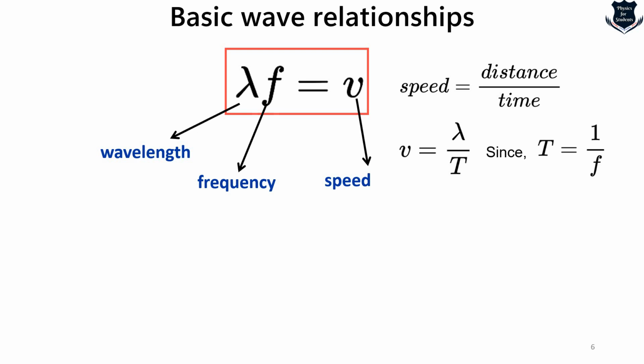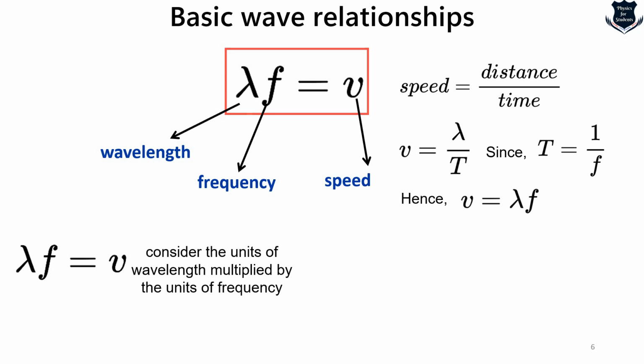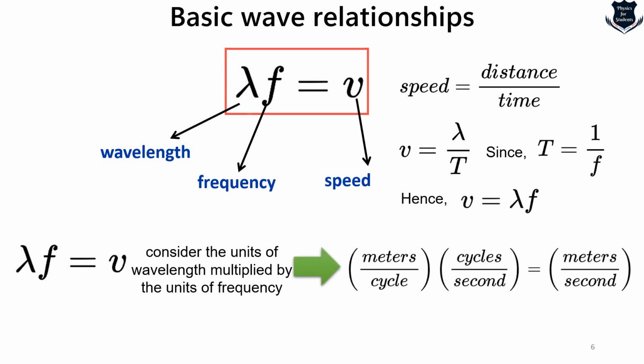Since we know that t equals 1 upon f, we just replace it, and then v equals lambda times 1 upon f, so v equals lambda f. This lambda f equals v, either way we can write it, is actually the units of wavelength multiplied by the units of frequency. We can take it further and write this as meters per cycle multiplied by cycles per second equals meters per second.